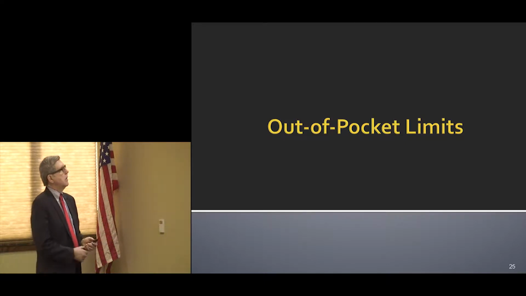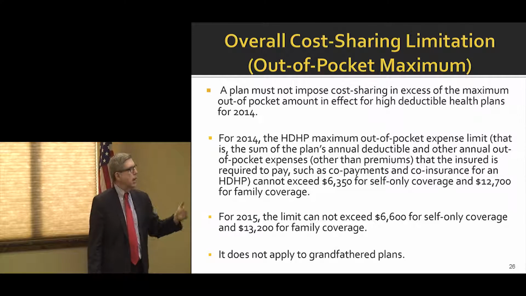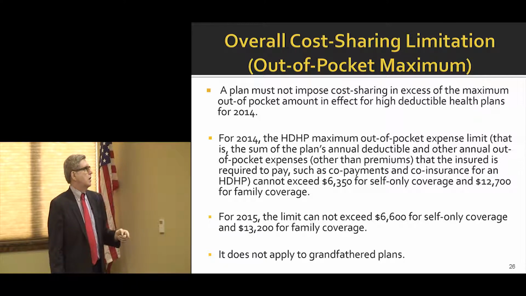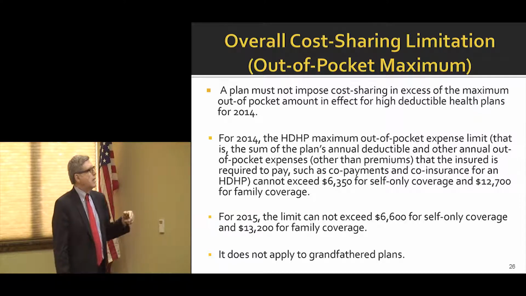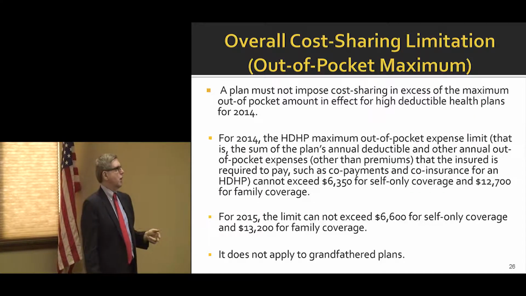Out-of-pocket limits: there's a requirement now, and this applies to all plans except grandfathered plans, that the out-of-pocket limits, a combination of deductibles, copays, and coinsurance, for 2014 are $6,350 and $12,700. For 2015, it increases to $6,600 and $13,200. This limit does not apply to grandfathered plans.